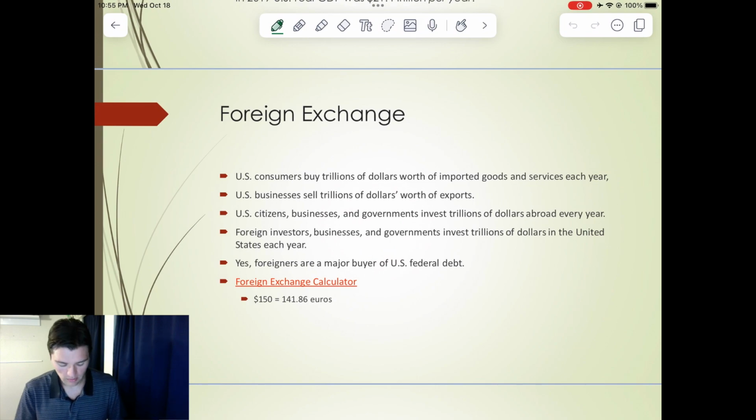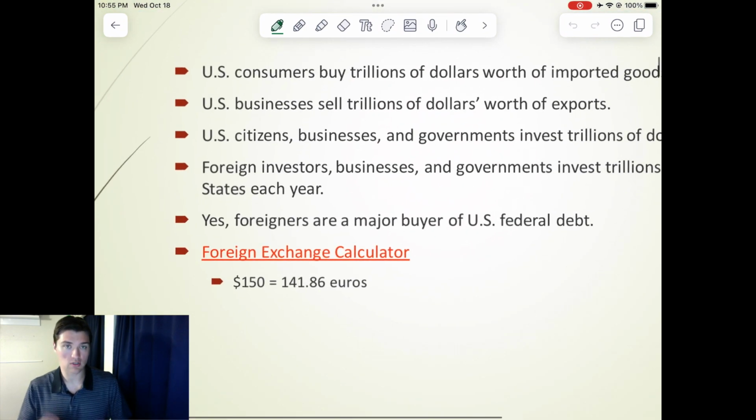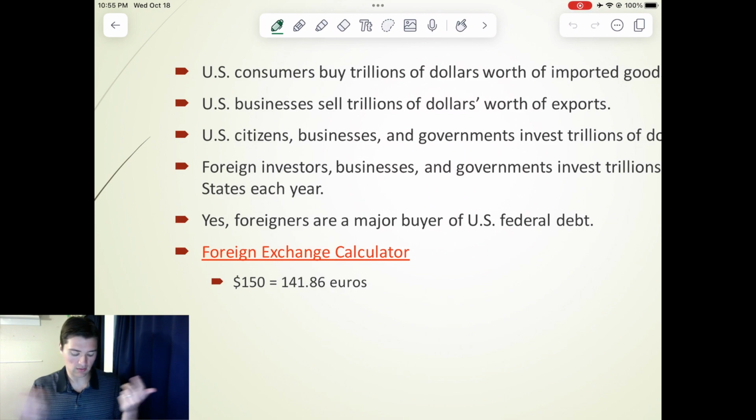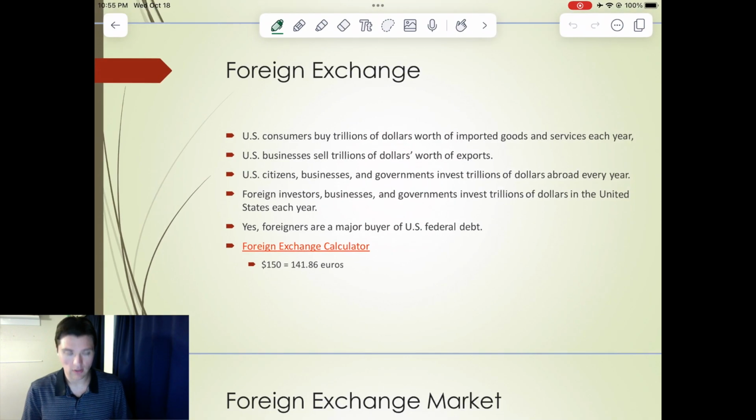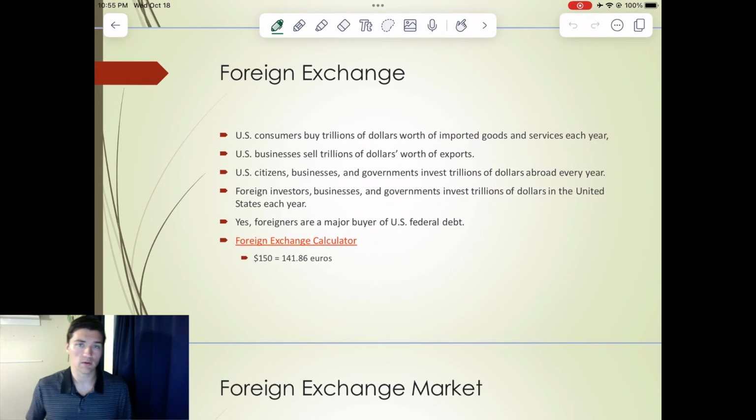For example, if we were to go to this foreign exchange calculator, which takes you to another website, you'll be able to punch in the value of your currency. So what I did was I looked at $150. If I had $150, how many euros can I buy? And so it told me I can buy 141.86 euros.